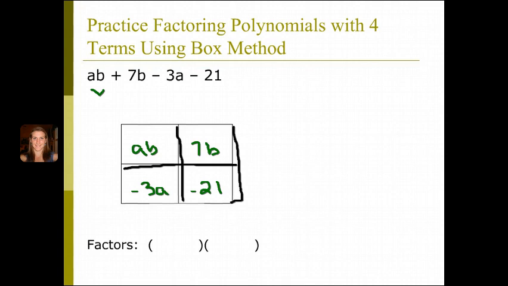In our first row, all that we have in common is the letter B. That's the only thing they have in common. Our second row, the only factor that they have in common is a negative 3. Then looking at our first column, the only factor in common is an A. In our second column, the only factor that they have in common is a 7.